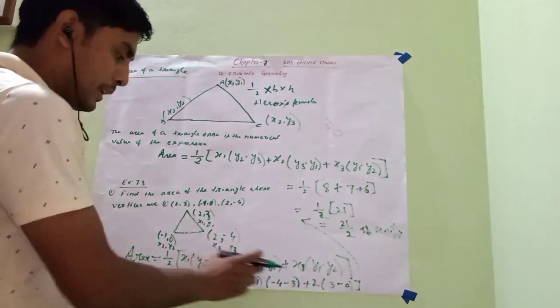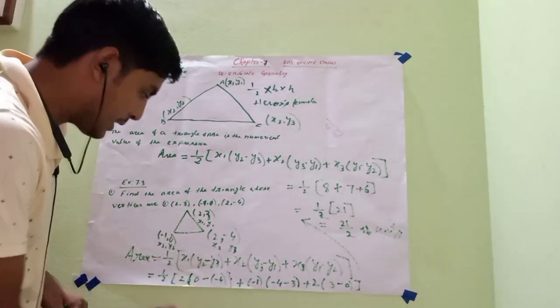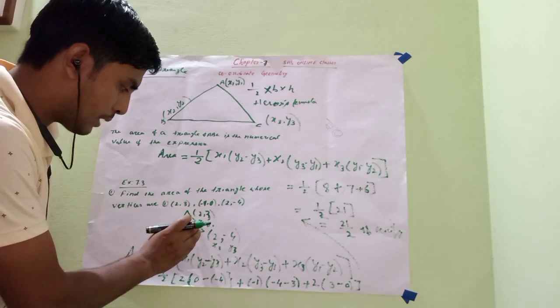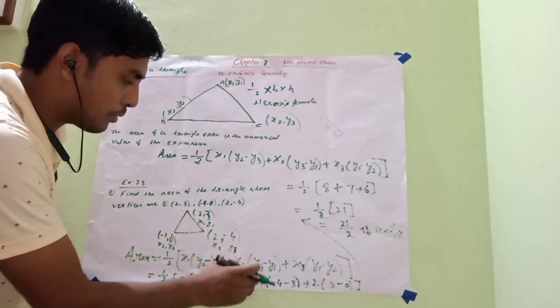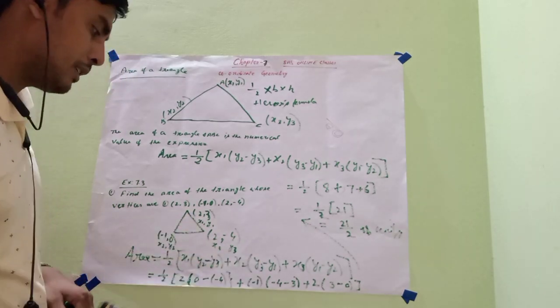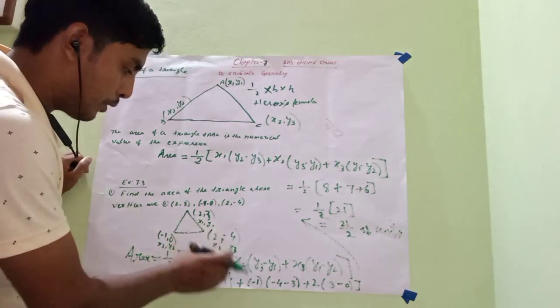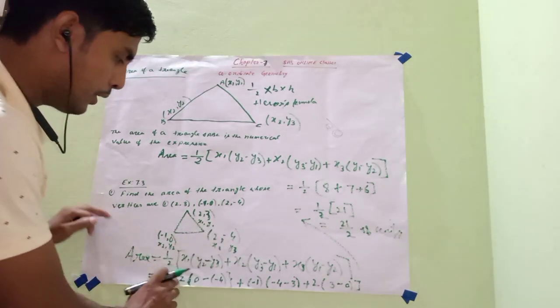See, when you are putting the values, be sincere, because by mistake if you put x3 in the place of x1, then the whole sum will be incorrect. Be sincere, see carefully and put the values. Understood? After putting the values, just simplify it.